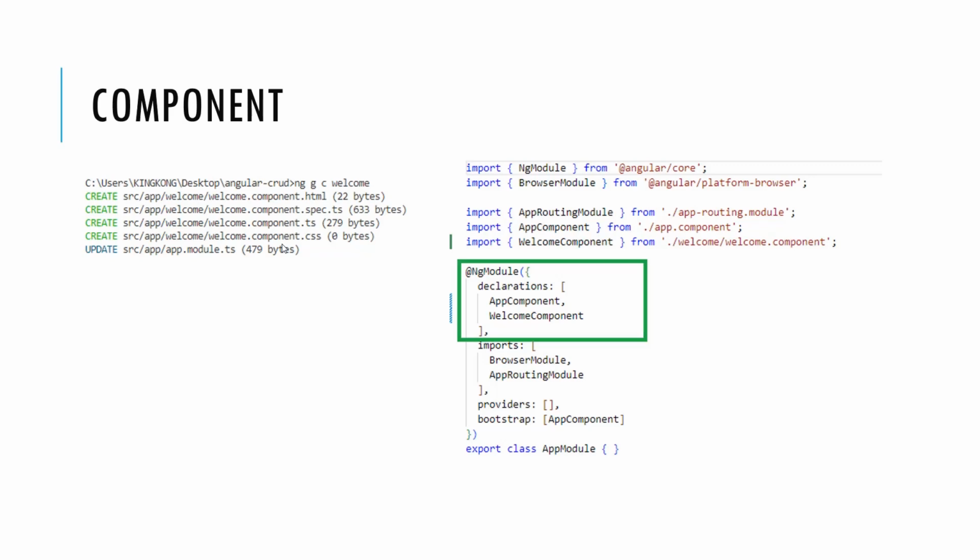Another thing we will notice when we run the command is that this welcome component is automatically declared in your app module. Since app module is the brain of the application, however many components we declare throughout the course, we have to register them in the app module. Only then are we able to access them. Basically, we are declaring those components in the app module.